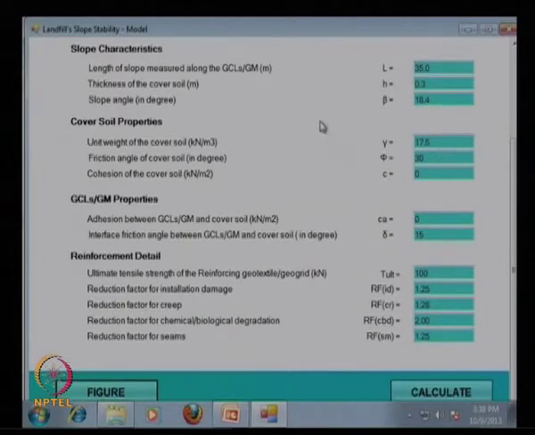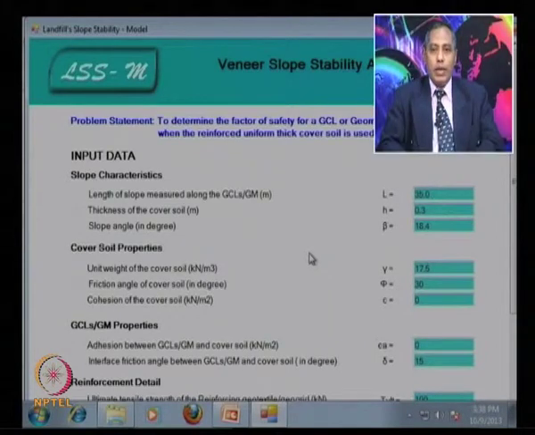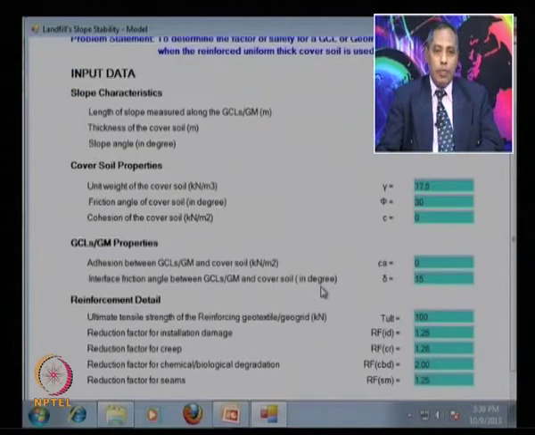Now we are substituting this input data, the soil characteristics, that is the length of the slope L is equal to 35 meter, and the thickness of the cover soil is 0.3 meter, and slope angle beta is 18.4 degree, and cover soil property unit weight of the cover soil gamma 17.5, and angle of friction of the cover soil phi is equal to 30 degree, cohesion value is equal to 0, and geosynthetic clay and geomembrane property Ca is 0, delta is about 15 degree.